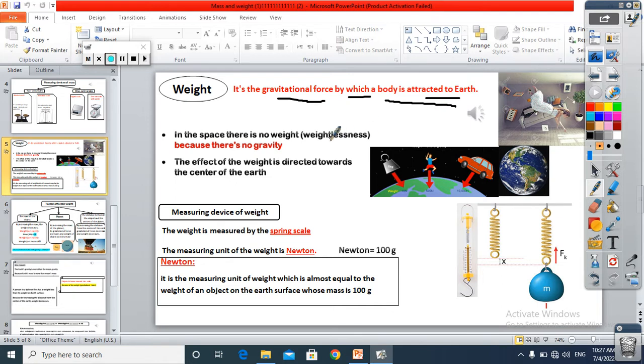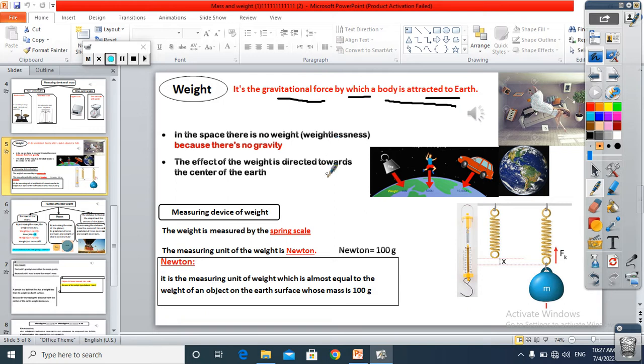In space, there is weightlessness, because there is no gravity. The effect of the weight is directed towards the center of the Earth. Of course, the weight is directed towards the center of the Earth. Why? Because weight means gravitational force. Don't forget, weight means gravitational force.